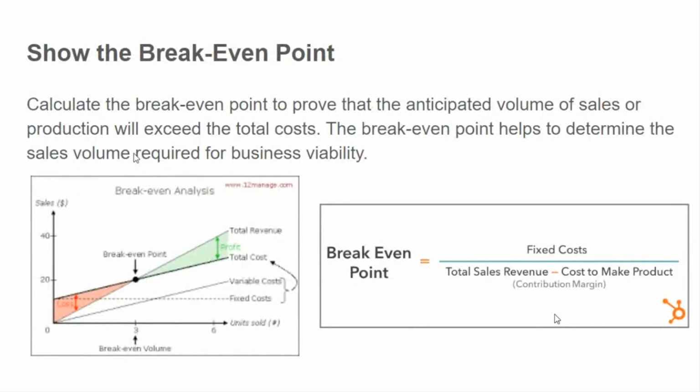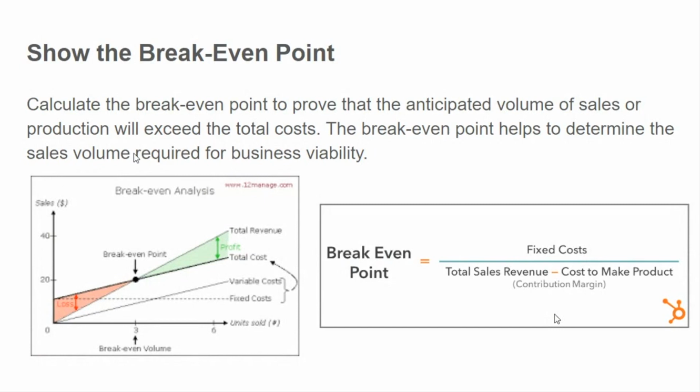We talked about break even earlier. Now break even just means you've made enough money to pay all your bills. So basically you've sold enough product that you've made enough money on that product to cover your expenses. And what a break-even tries to do is determine at what point, how many units do you need to sell in order to break even.